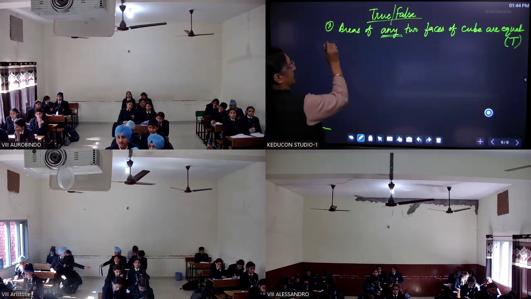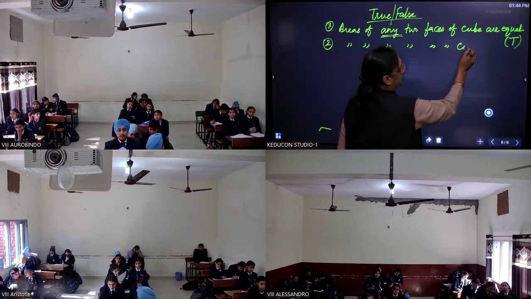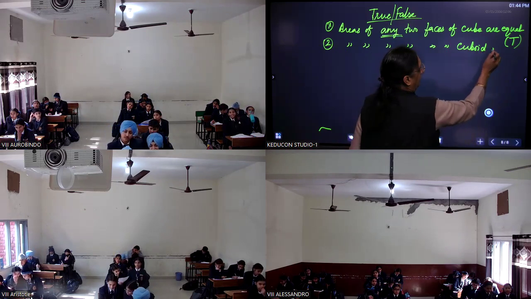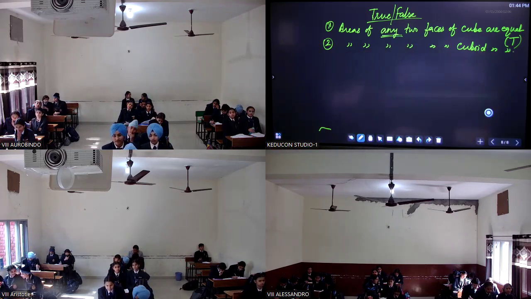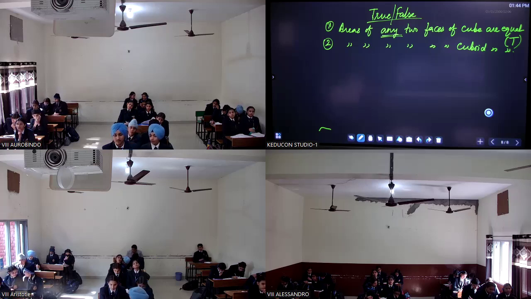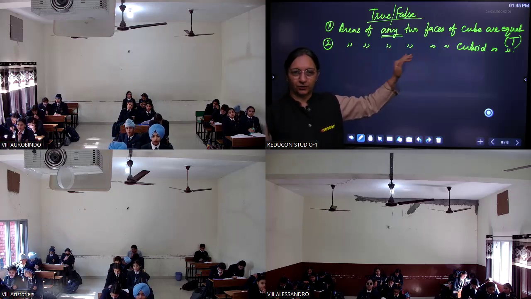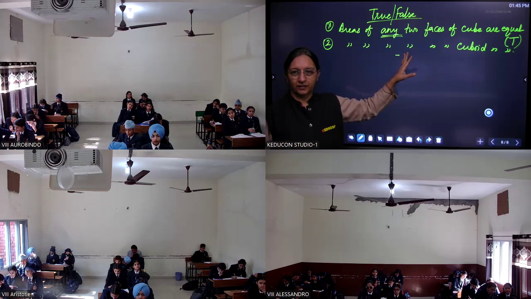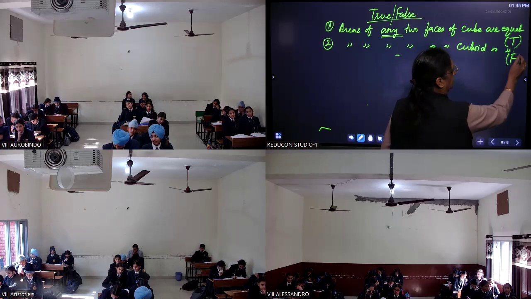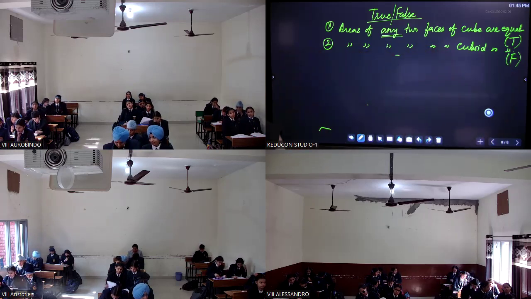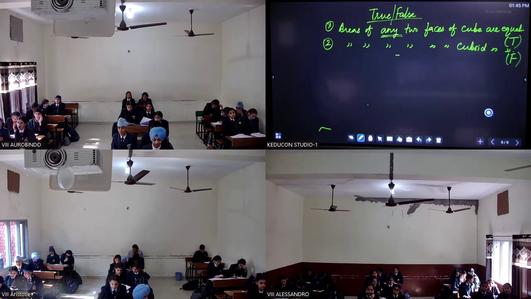And what about a cuboid? Areas of any two faces of a cuboid are equal. Is it true? False. This is not true because in a cuboid, if they talk about opposite faces, then it is true. But when they talk about any two faces, then it is false, because adjacent faces don't match with each other. Okay? See the condition. I underlined "any" for this reason, so read the sentence very carefully.